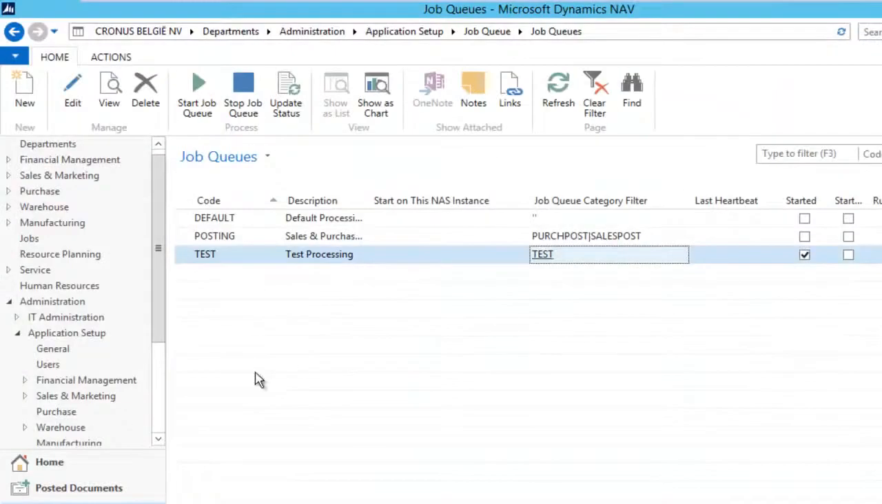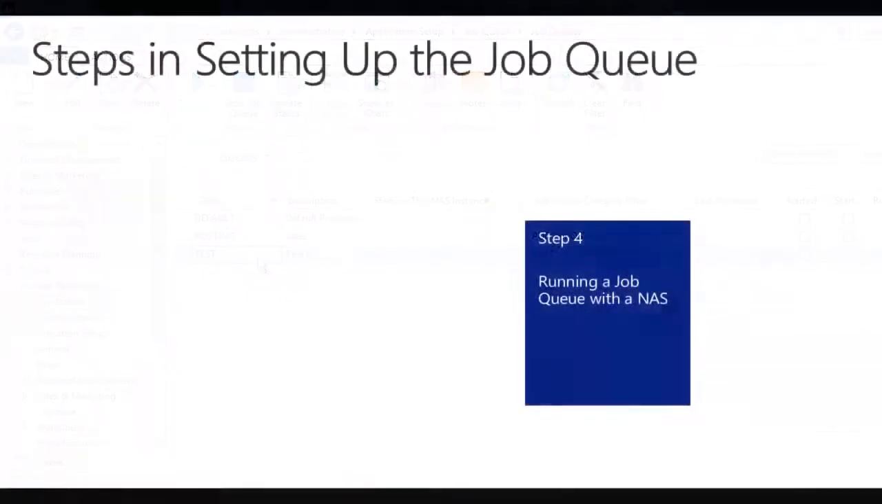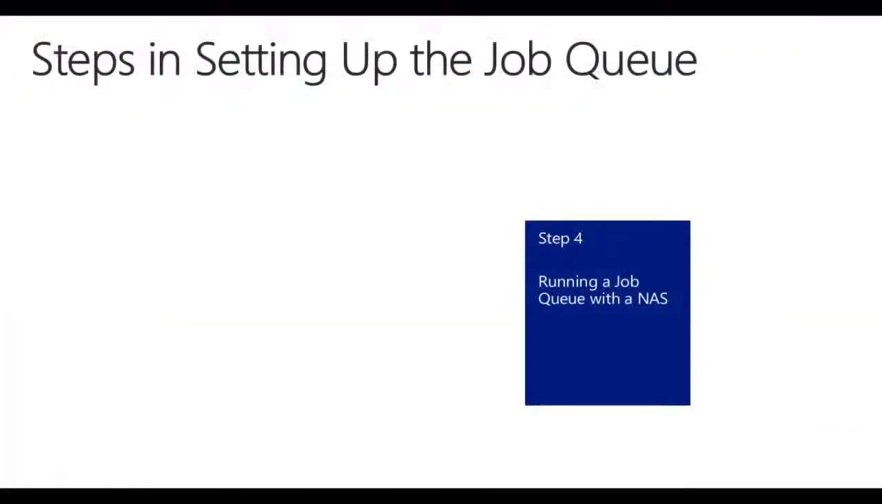So if I would like to stop my testing, I can also stop this job queue in the same way I started it. Now let's set up everything by using a NAS. Now in the video, how do I set up web client, Windows client, NAS and web services on separate service tiers, I explained how to set up also a NAS on a separate service tier. Now it's always best practice to do that.